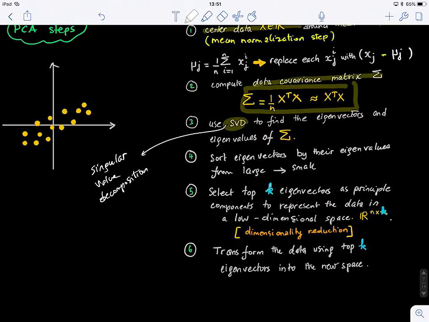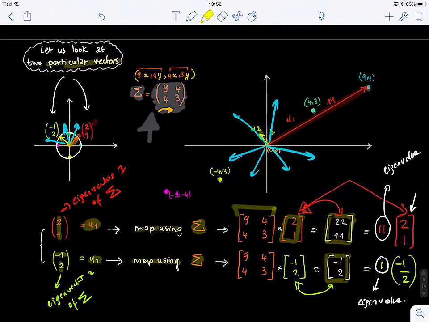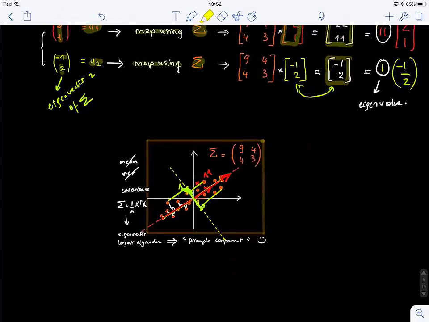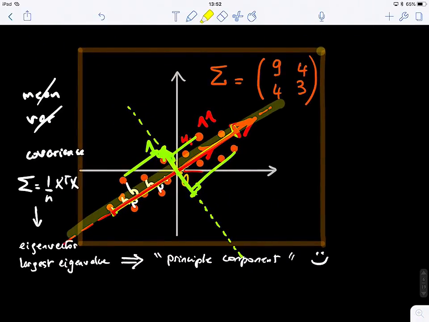And after finding the eigenvectors and eigenvalues of the covariance matrix, we need to sort the eigenvectors by their eigenvalues from large to small. So we pick the ones with the largest eigenvalues. These are the principal components. Remember, the one which had an eigenvalue of 11 has preserved the maximum variance of the data. This is why it's called the first component, because it preserves the most information about the data. The second one preserves less, but it's still meaningful, okay?